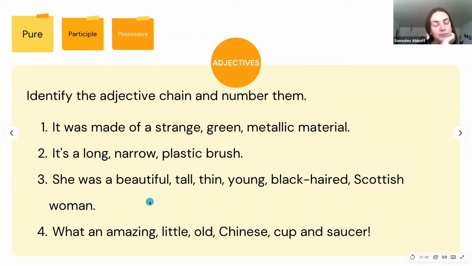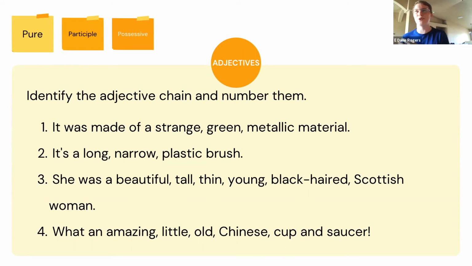How about number 3? She was a beautiful, tall, thin, young, black-haired Scottish woman. Right. That's a lot of adjectives, right? How many? 6. 6, right. And they're all in the correct order. Somehow English speakers know naturally how to do this. My recommendation is just listen to how other people use their adjectives and put them in the same order as they do. It develops more naturally. It's harder to study it than it is to do it.